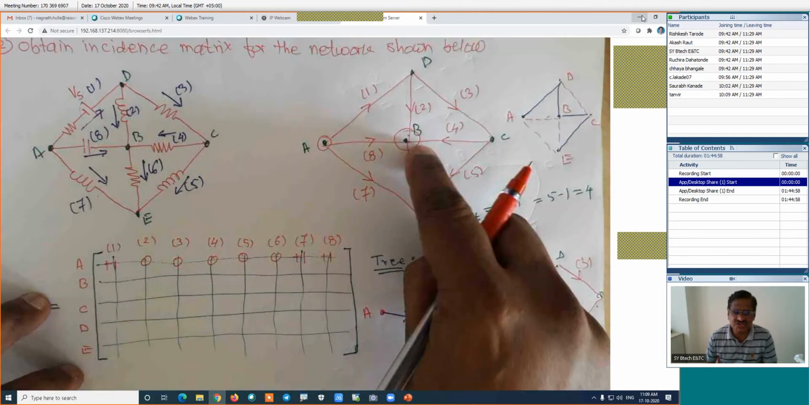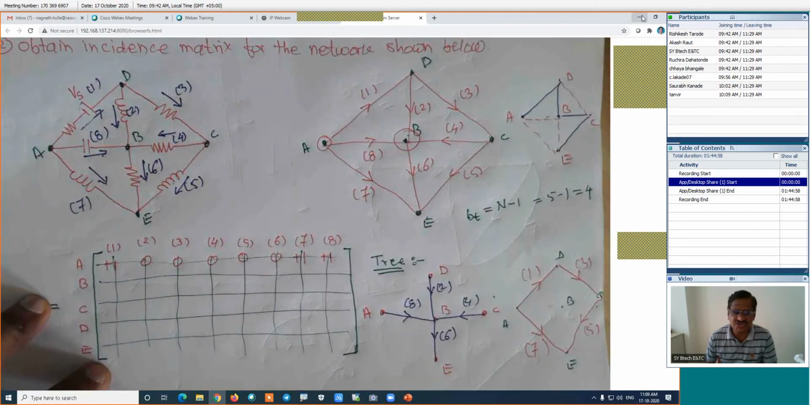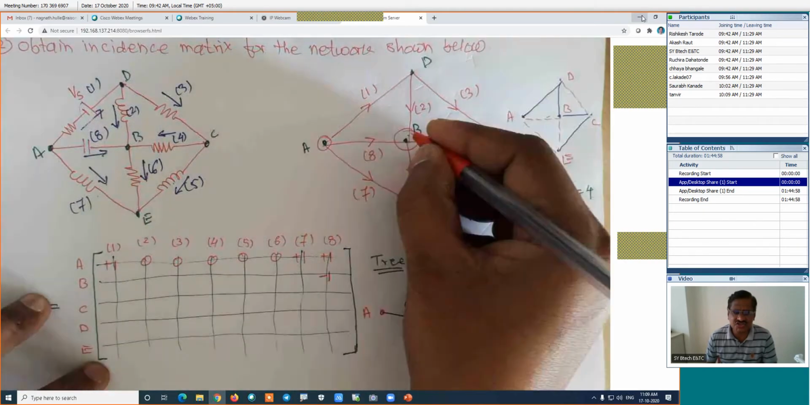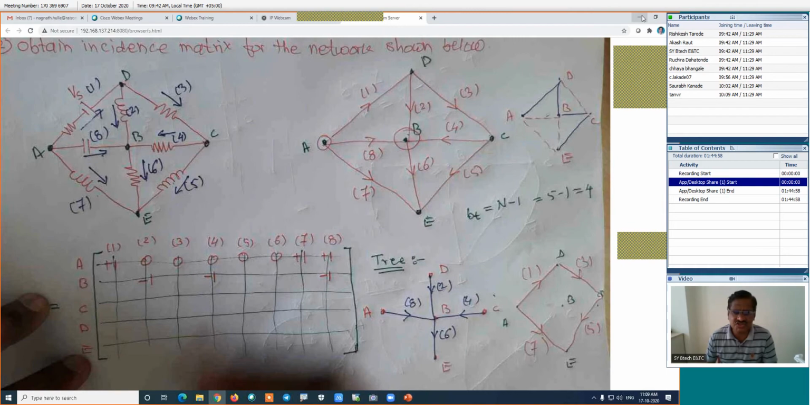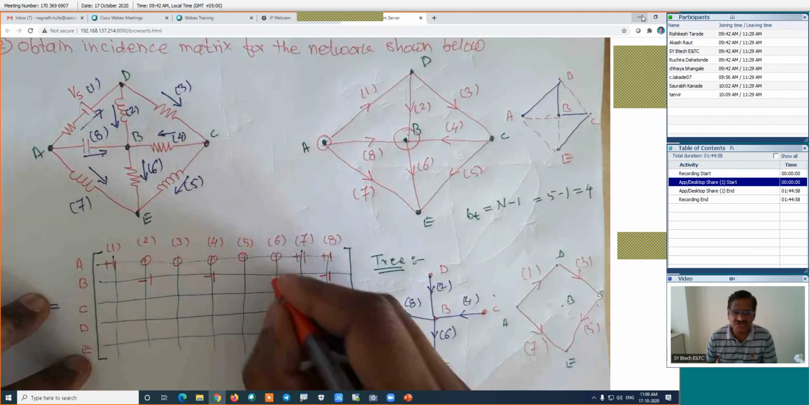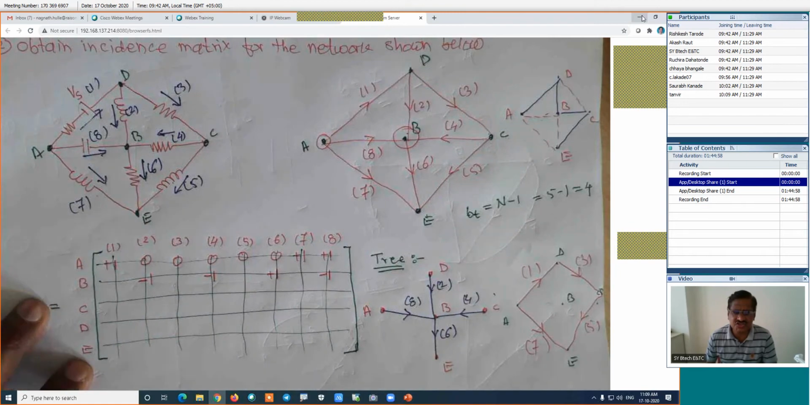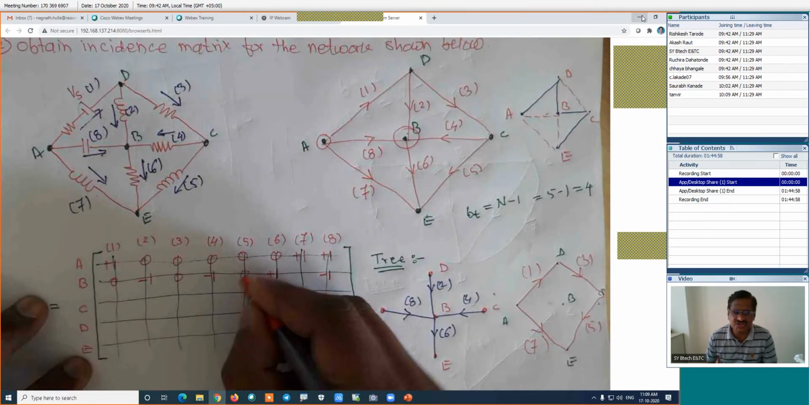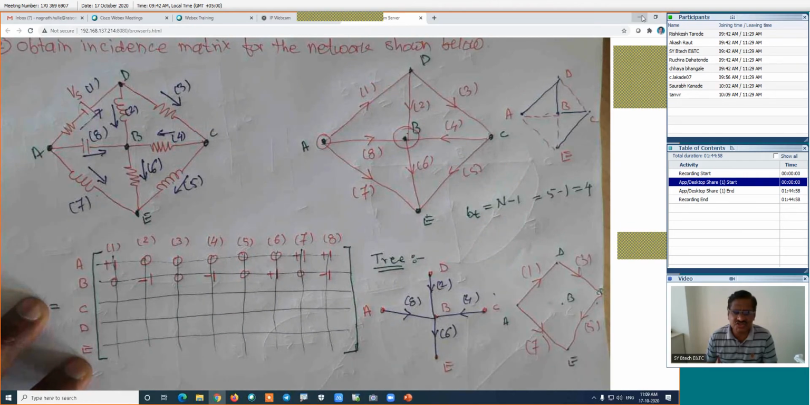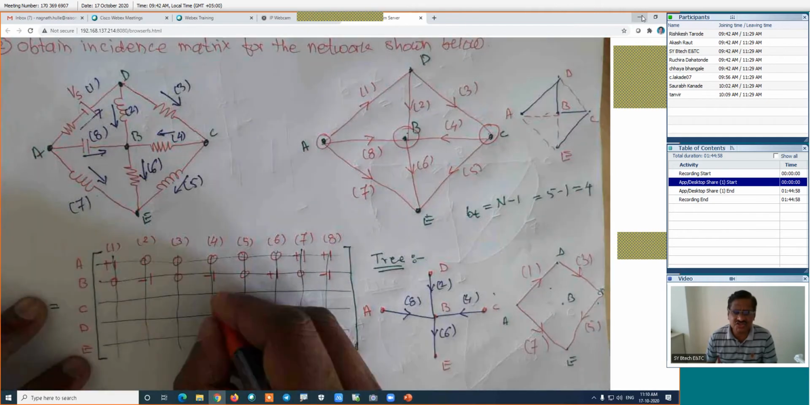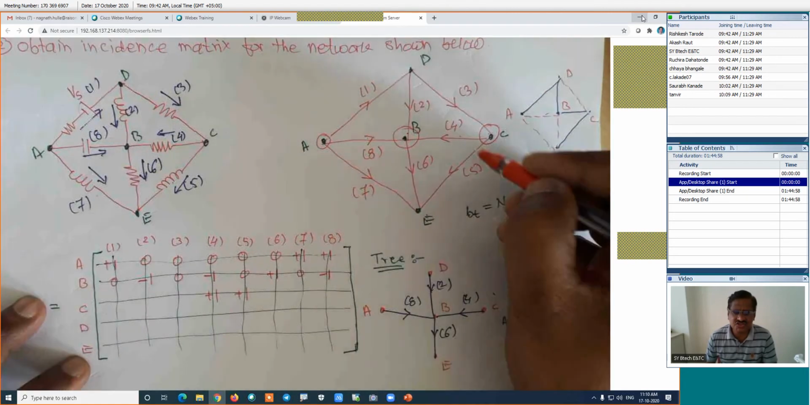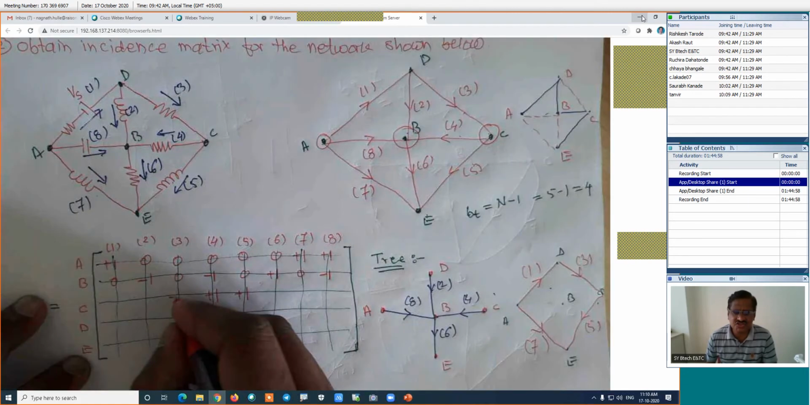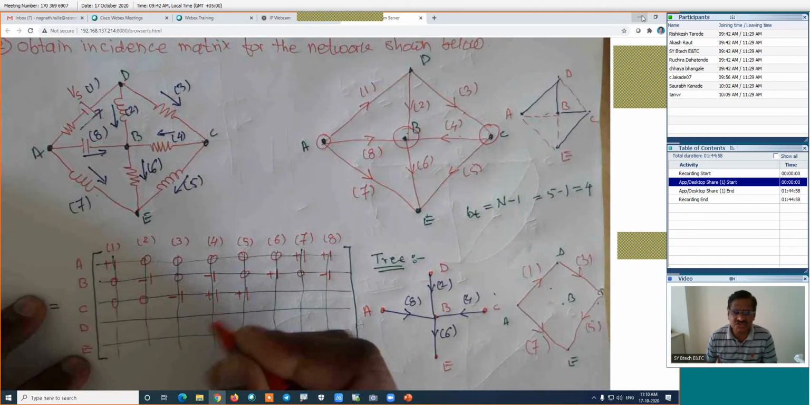Then I will start with node B. For node B, 8 is incoming, that's why it is -1. This 2 is incoming, it is -1. This 4 is incoming, it is -1. And then 6 is outgoing, that is +1. The remaining entries will be 0 for that node. Coming to node C, branch numbers 5 and 4 are outgoing, so I will write +1 for 4 and 5. Branch number 3 is incoming, so I will write -1. And the remaining branch entries will be 0.